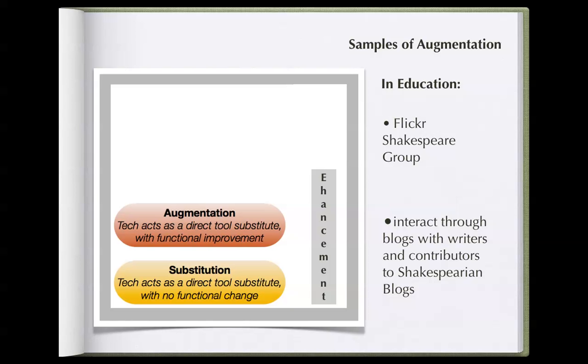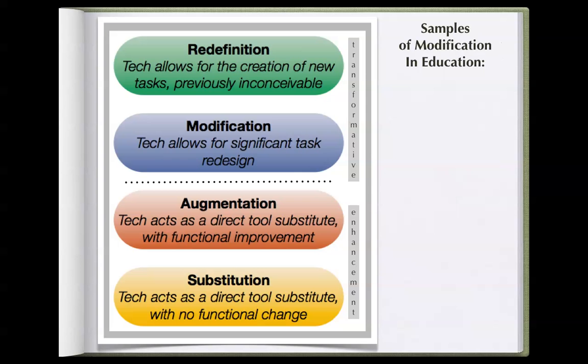Let's move on to the transformative levels of technology use, where things become quite interesting. At the modification level, technology will allow for significantly redesigning tasks. Macbeth is a complex play with multiple layers of meaning. The meaning is encoded in multiple ways. One way the meaning of Macbeth is encoded is in the frequency of certain words or in the frequency of certain phrases of words.